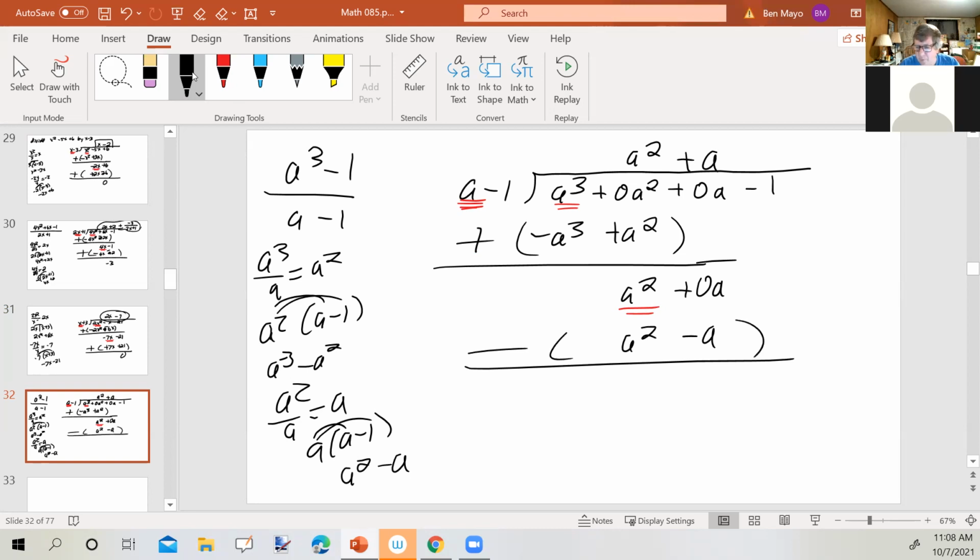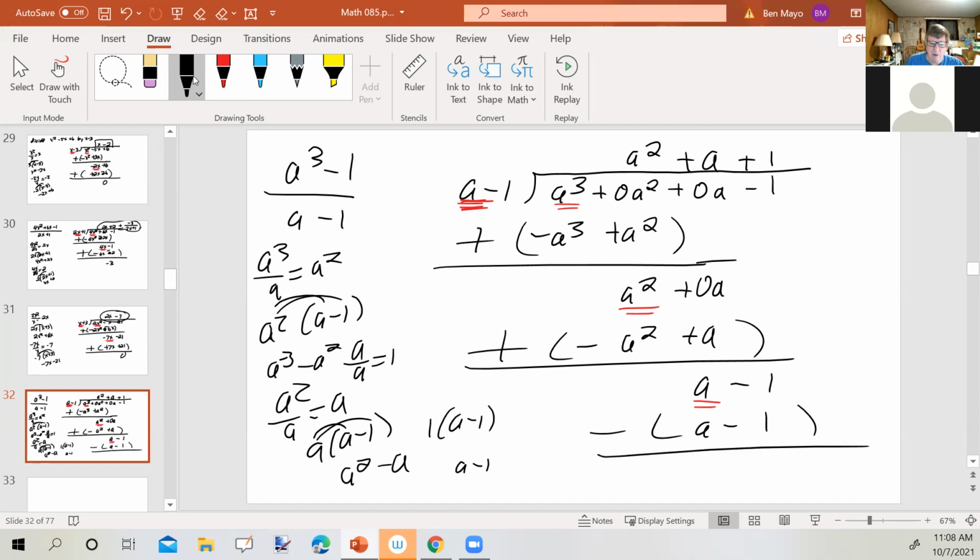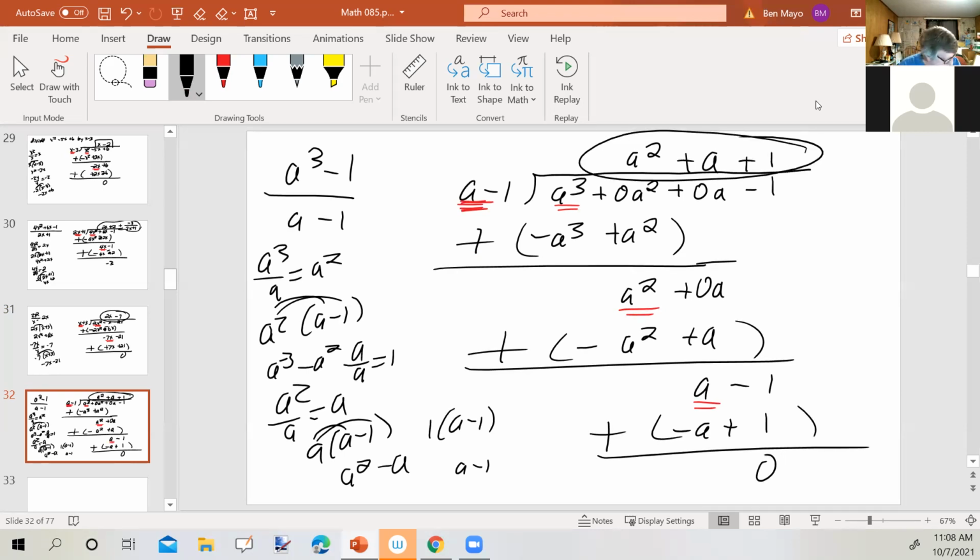Subtract that quantity from what's up above. Change it to addition of the opposite. Add up the columns. A squared plus negative a squared is 0. 0a plus a is a. Bring down the next term. Start the process over. Leading term inside divided by leading term outside. A divided by a is 1. So plus 1. 1 times a minus 1 is a minus 1. Subtract that quantity from what's up above. Change it to addition of the opposite. A plus negative a is 0. Negative 1 plus 1 is 0. So this problem has no remainder either.